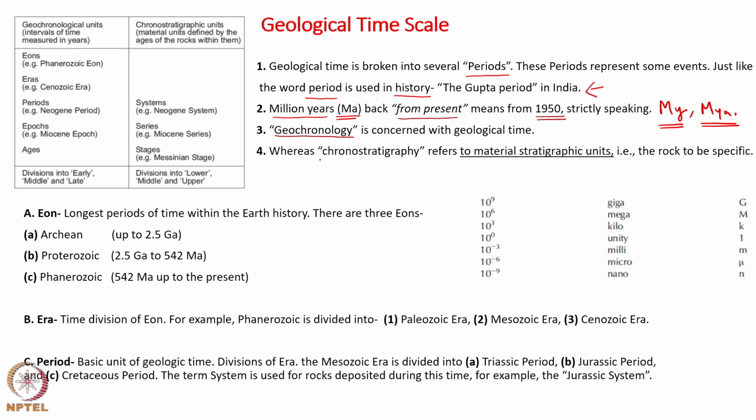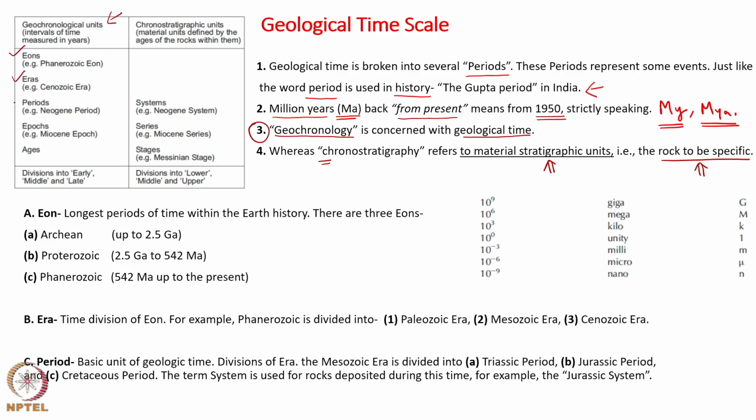Whereas remember, the term chronostratigraphy refers to materials in stratigraphic units, which effectively means rocks to be specific. I repeat, geochronology deals with geological time determined by dating processes, and in subsequent lectures we will see what they are and how that is performed, whereas chronostratigraphy essentially means the rock column.